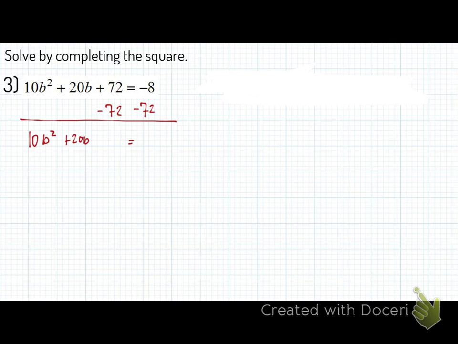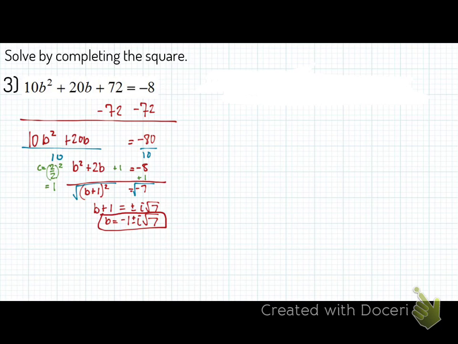What's negative 8 minus 72, everyone? Negative 80. Can you finish my problem for me? I think you can. There's that a is equal to 10, so what are you going to have to do? So here's how you do number 3. B is equal to negative 1 plus or minus i rad 7.